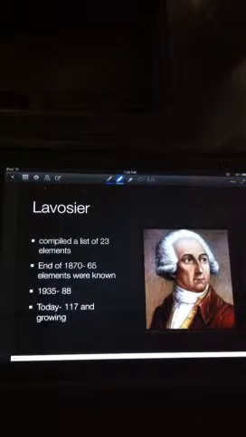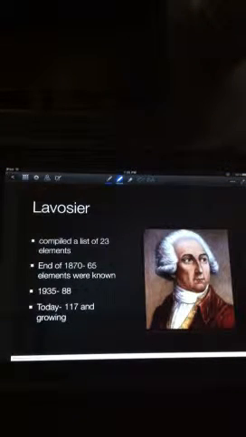We've already talked about Lavoisier. He compiled a list of 23 elements. By 1870, 65 elements were known. 1935, 88 were known. And today we have about 117, and we're still growing. We talked about Lavoisier a lot. You are expected to know him. You're expected to know his contributions.